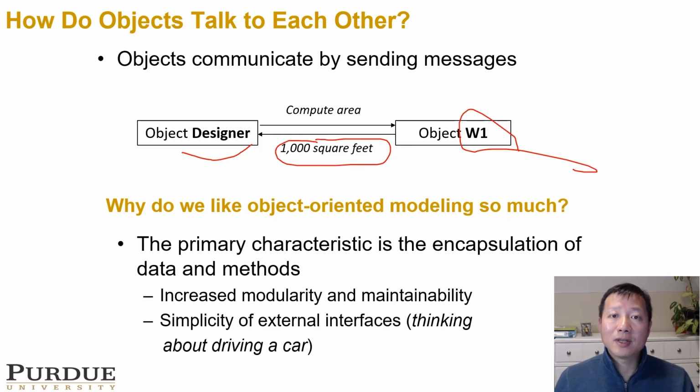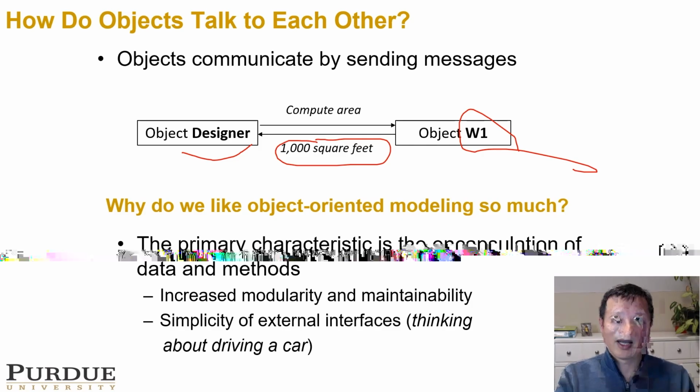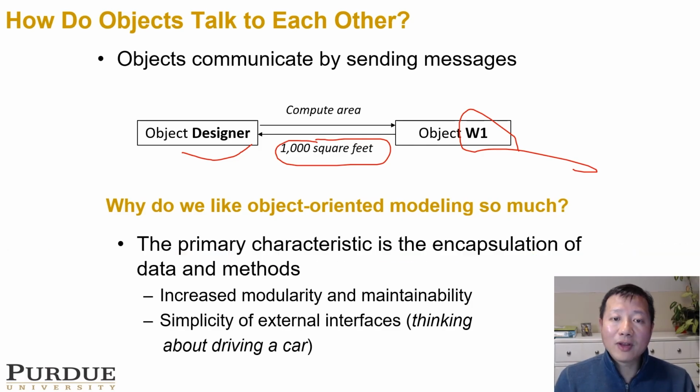This encapsulation has two merits. First, it increases the modularity and maintainability because you're talking about individual objects, right? Anything you change, you make modifications, you're always applying to that specific object. The second merit is the simplicity of external interfaces, right?